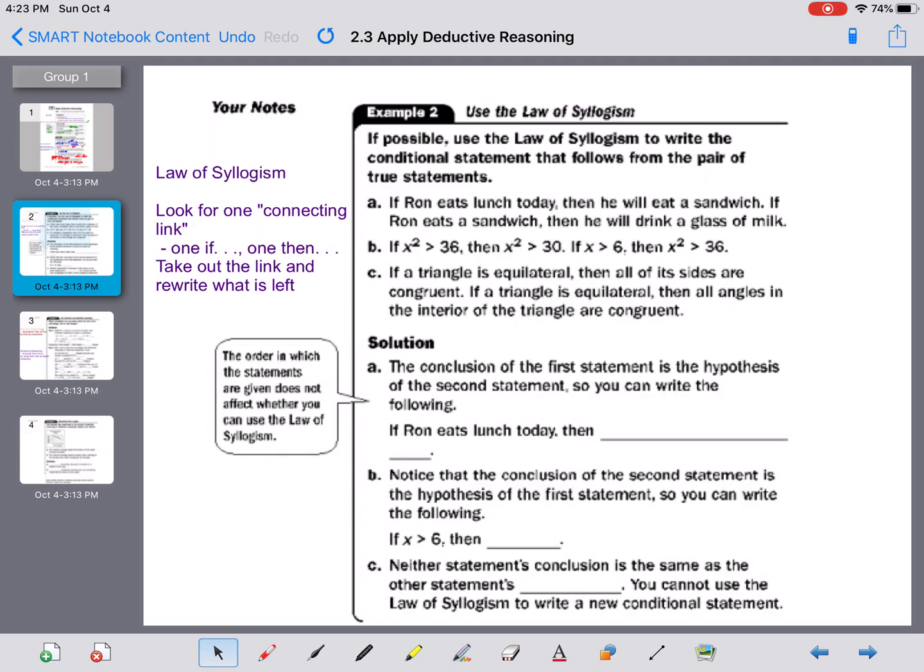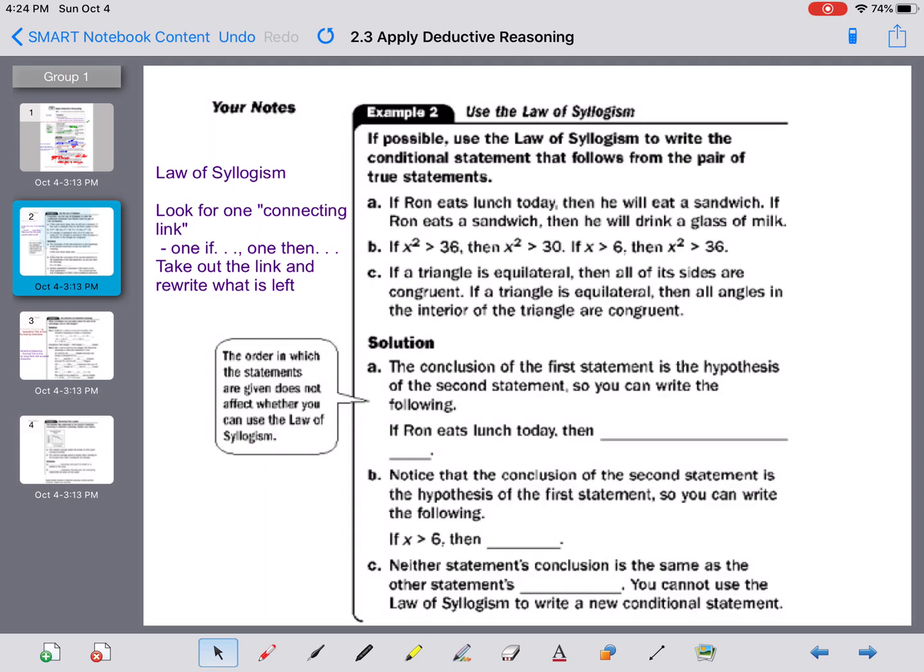It says look for a connecting link, one if, one then. You take out the link, and you rewrite what is left. Okay, so we're looking for connecting links. And this is also called the chain rule because if you think of a long chain, you have all these links connecting it. Well, if you want to shorten the chain, you can get rid of some of the links in the middle and reconnect the links on the end. So you shorten things up. And that's what we're going to do here. We're looking for things that connect in the middle. We're going to take them away and shorten what's left.